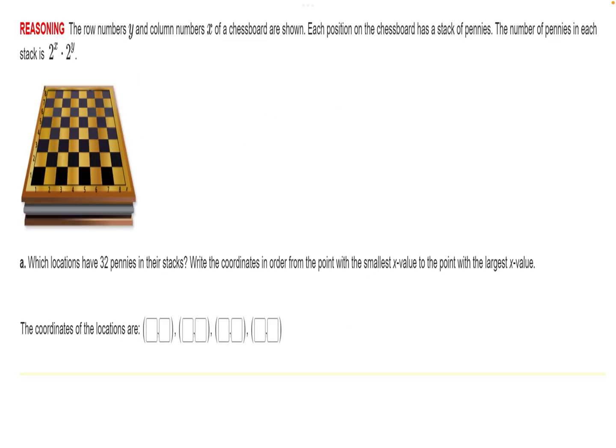Probably the last one that was most challenging for people was the checkerboard. The row numbers are Y, and the column numbers are X's. Of the chessboard, each position, the number of pennies. So the expression is 2^x times 2^y, okay? And it says, which locations have 32 pennies in their stacks? Well, understanding here, this would be then 2^(x+y).